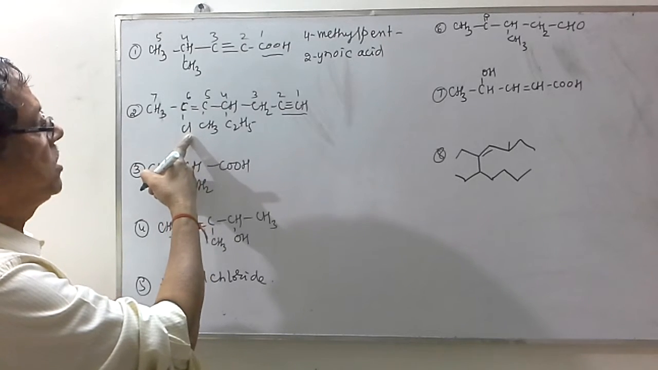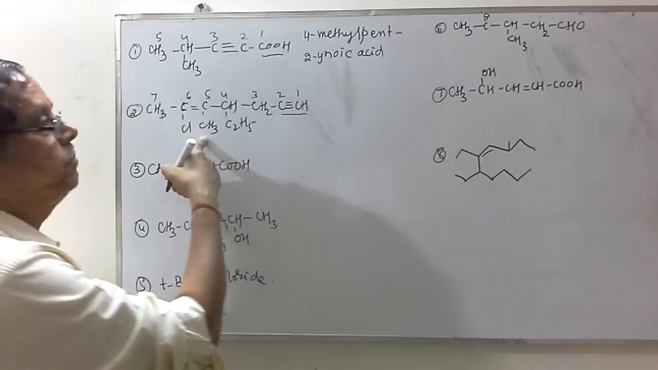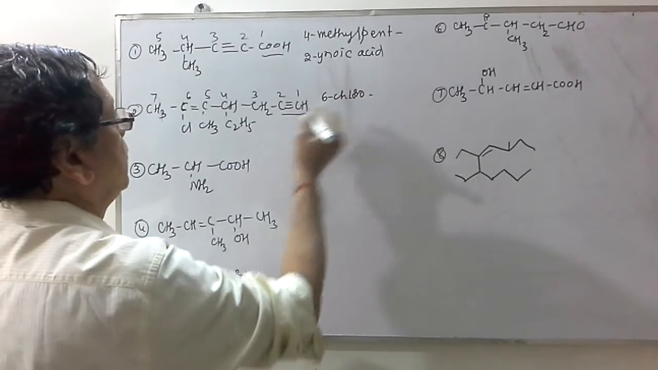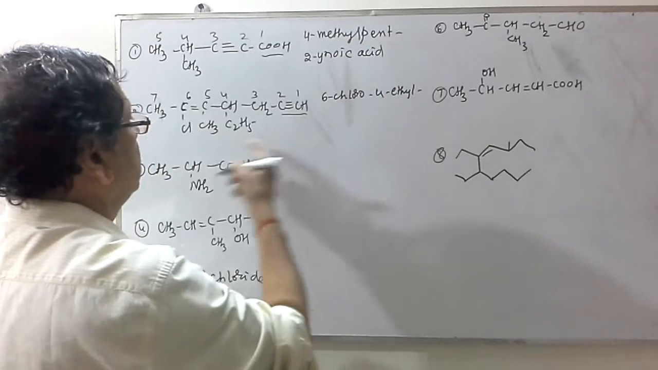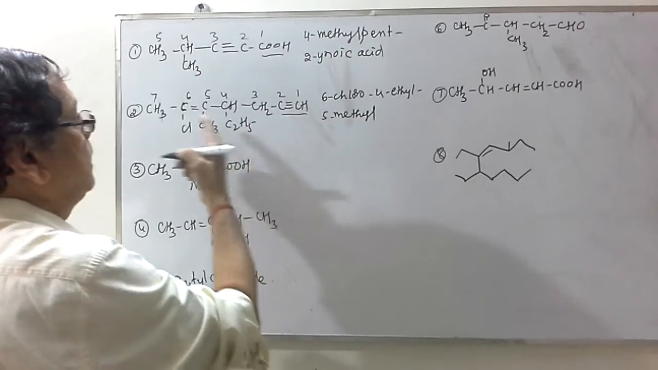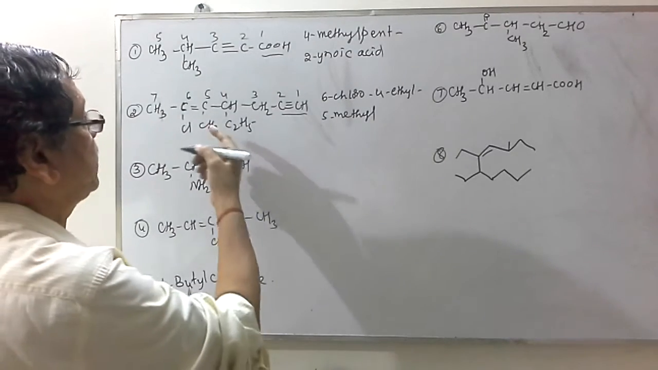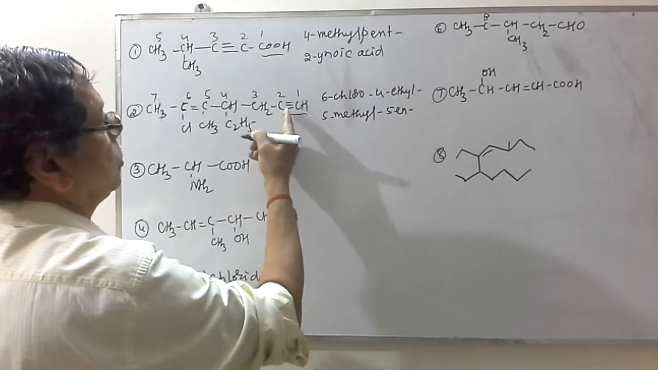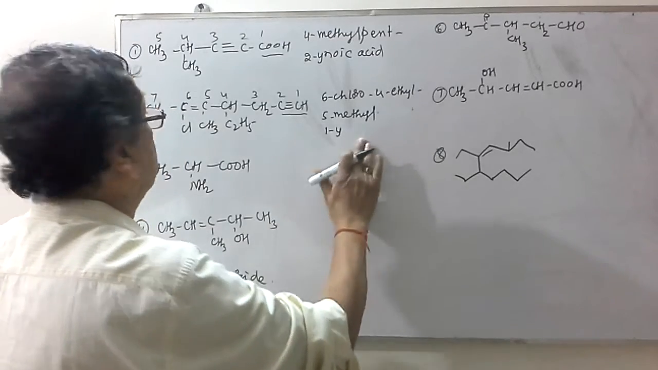There is a chlorine atom at the 6th position. So chlorine, ethyl and methyl, that should be the order. 6-chloro and 4-ethyl. 5-methyl. Triple bond as well as double bonds are to be indicated with the suffix. Therefore it is 5-ene, 1-yne. The root word is hept.